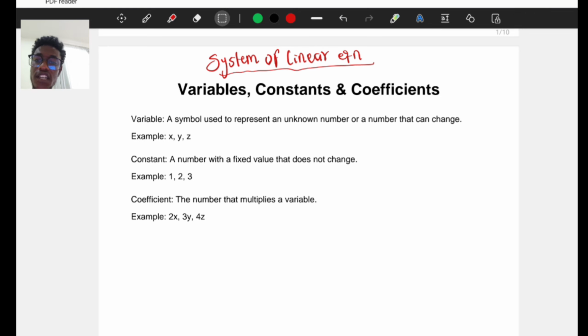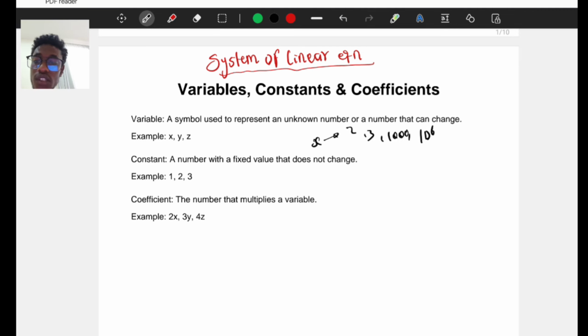A variable is a symbol that is used to represent an unknown number or a number that changes. For example, when we say x, x can be 2, x can be 3, x can be 1000, x can be 10, x can be millions. So a variable is a symbol that represents something that's changeable. From its meaning we can understand.